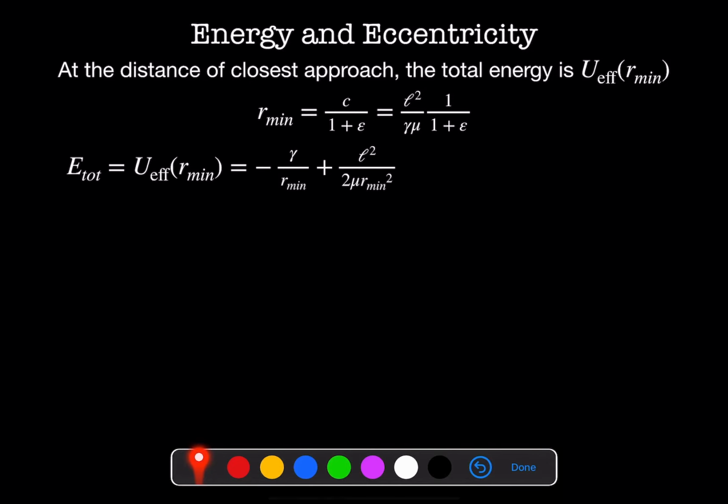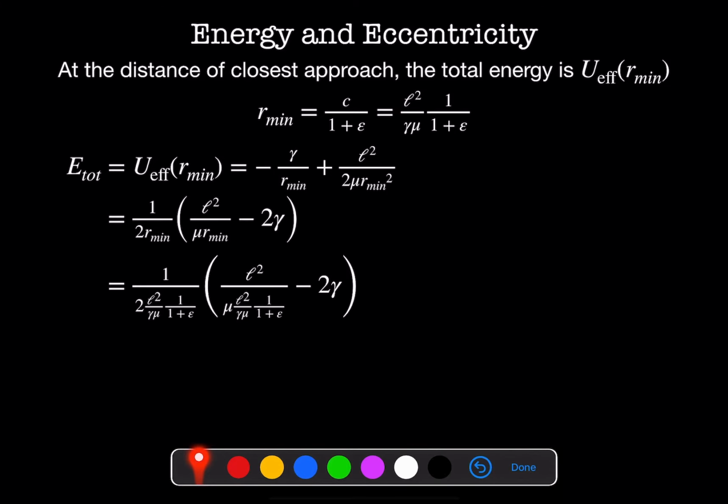Our total energy, which is equal to U effective at R min, is going to be minus gamma divided by R min, the energy coming from our inverse square law potential, plus L squared over 2 mu R min squared. So this is the effective energy coming from conservation of angular momentum. Let me first pull out a factor of 1 over 2 R min. We end up with 1 over 2 R min times (L squared over mu R min minus 2 gamma). Now let me plug in our definition of R min.